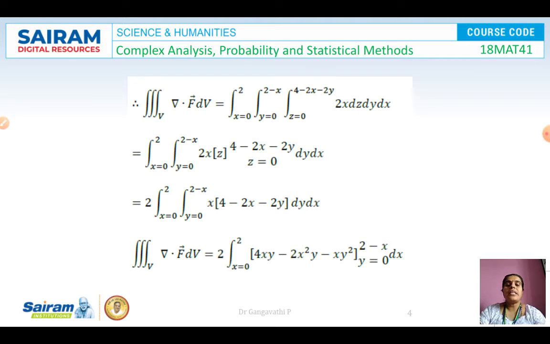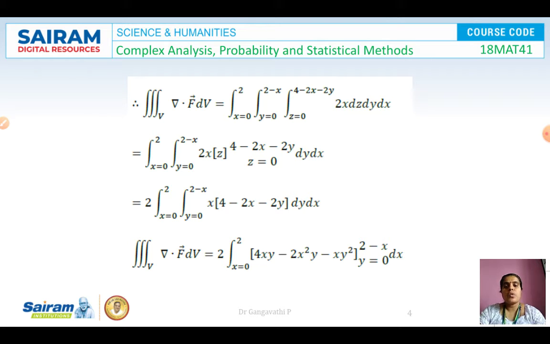And del dot vector f, we have found, is 2x dz dy dx. In this order, z is the innermost one, so we are supposed to integrate with respect to z first, then with respect to y, and then with respect to x. So the integral: x varies from 0 to 2, y varies from 0 to 2 minus x, and 2x times the integration of dz is z between the limits z equal to 0 to 4 minus 2x minus 2y. dy dx is as it is.